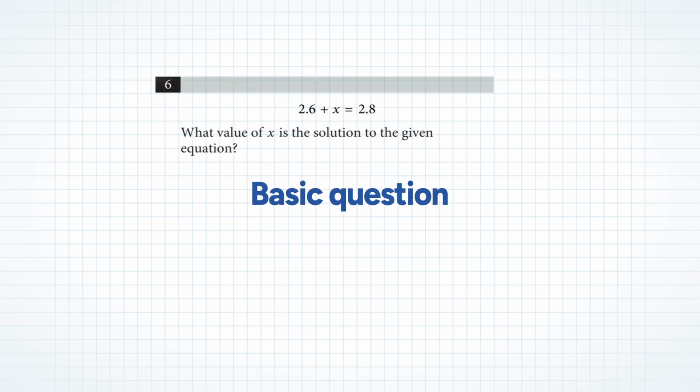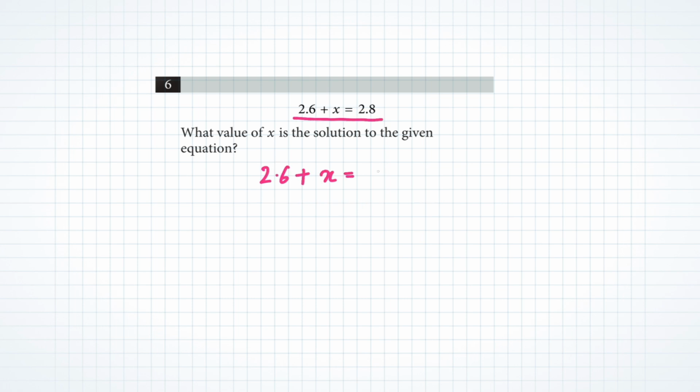Here's a basic question that's just like one you might see on the SAT. We have the equation 2.6 plus x equals 2.8. We need to find the value of x. Let's get x alone on one side. We subtract 2.6 from both sides.